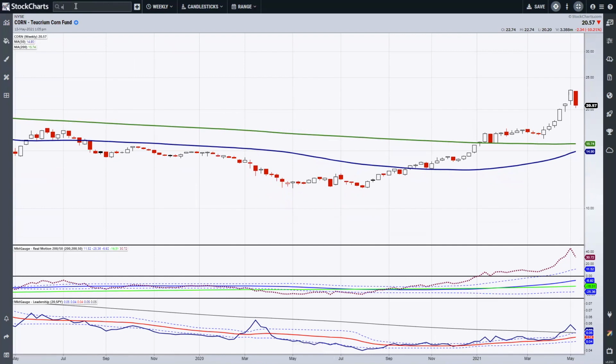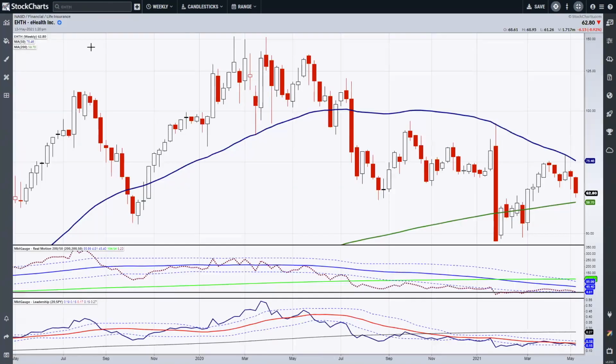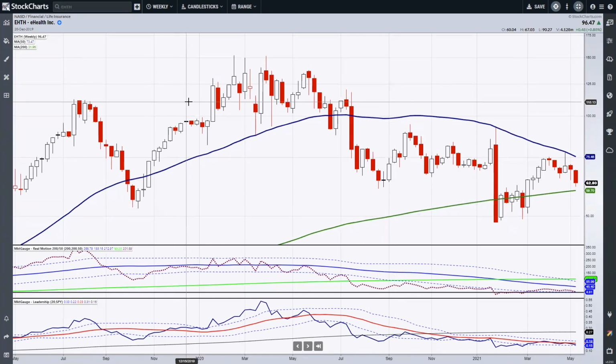Now let's move away from that. This is a stock that we did very, very well on. We caught a big move up in this a couple of years ago, and I haven't really traded it much since. It's eHealth.